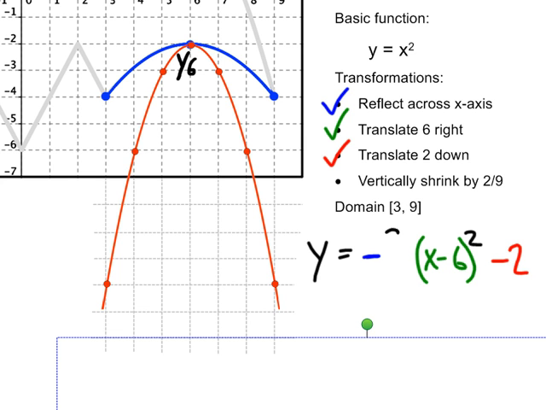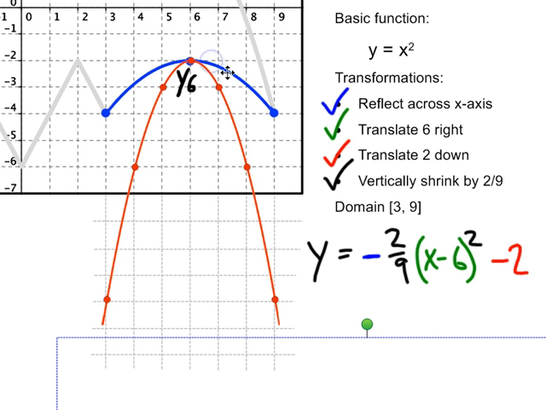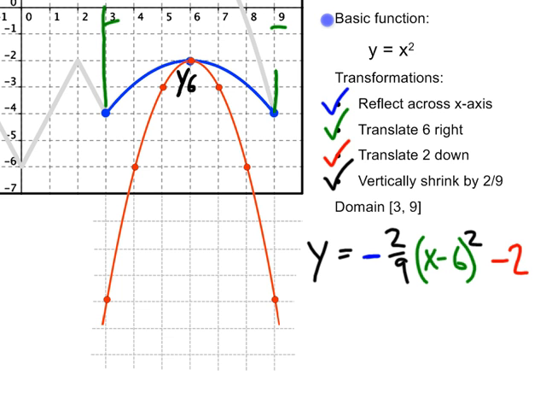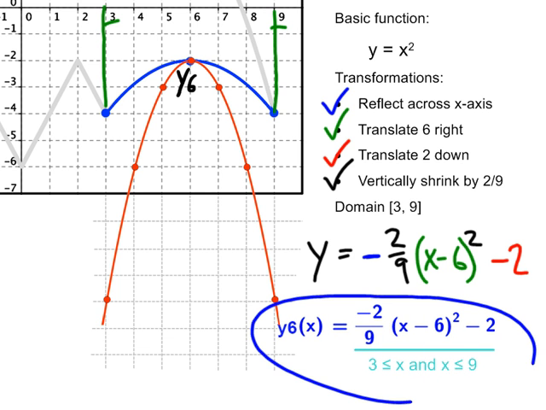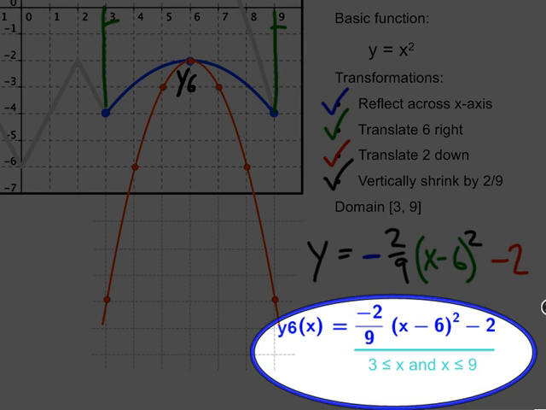Vertically shrink by a factor of 2/9. That means putting a 2/9 here. That's our vertical shrink. And again, if I look at the picture, I can see that I really only want the x values between 3 and 9. I'll bring this down. I'll use between 3 and 9. And the way that I would do that in my calculator is type it in so that it looks like this. If that didn't make sense, if you need to hear it again, please pause and replay. If it made sense, go ahead and type that into your Y6 slot on your calculator, please.